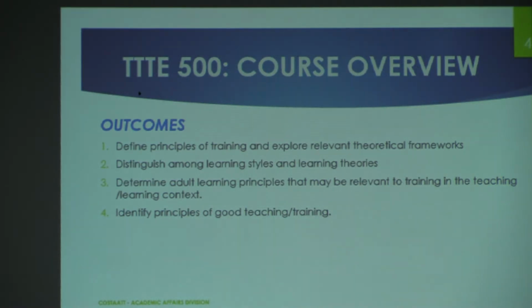There are 4 outcomes here. At the end of this course, I expect that you will be able to define the principles of training and explore relevant theoretical frameworks, distinguish among learning styles and learning theories, determine adult learning principles relevant to training in the teaching-learning context, and identify principles of good teaching and training. This is what we'll cover over the whole course. Although my PowerPoint is 43 slides, we're not doing 43 slides today. That's for the whole course.